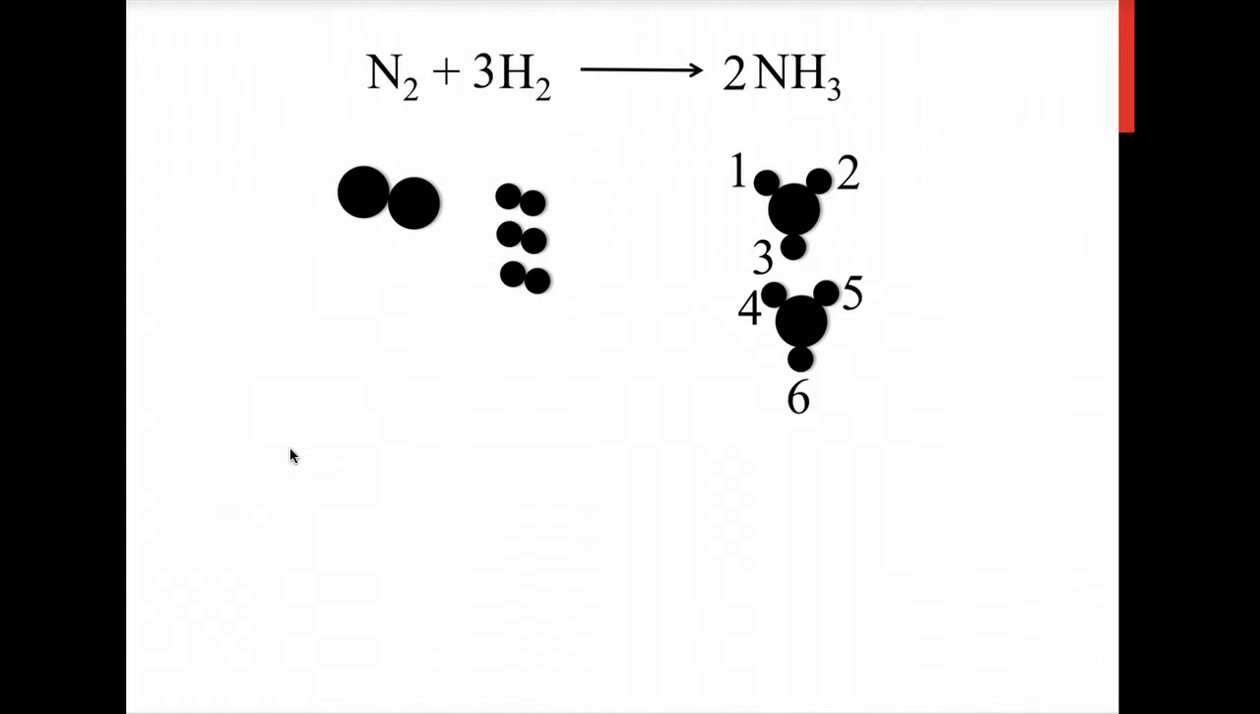Now we count our hydrogens on the left side. 1, 2, 3, 4, 5, 6. We can see now the hydrogens balance out, the nitrogens balance out, so this equation, N2 plus 3 H2s yields 2 NH3s, is a balanced equation.